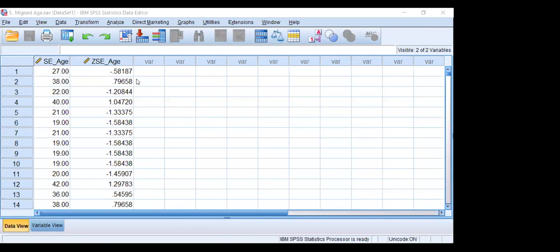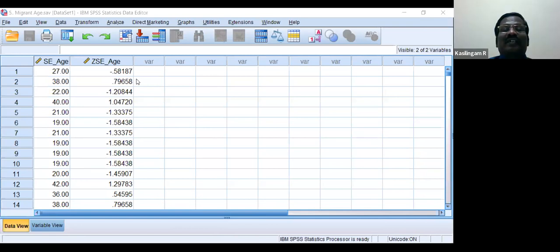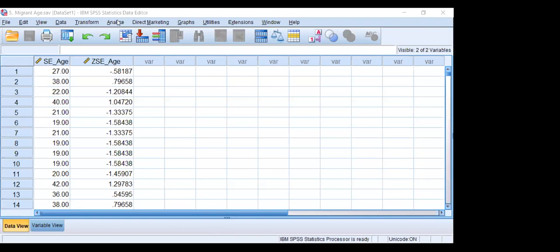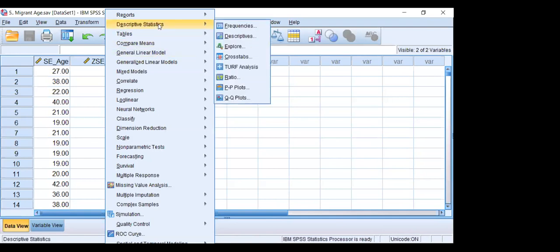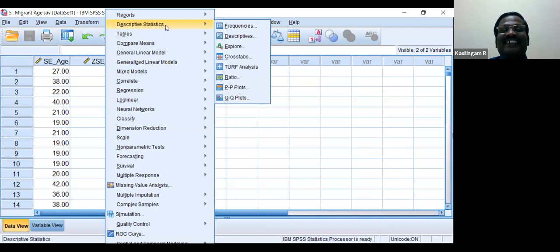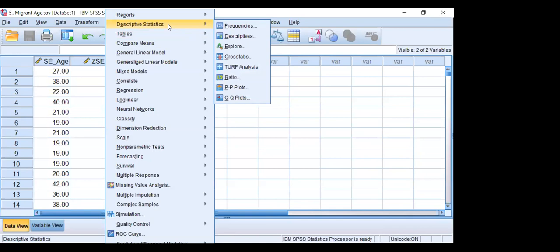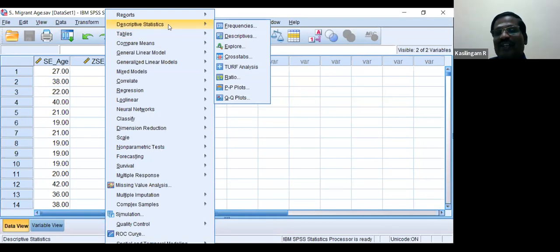Now you have to tell me what I have to do. How to find out the distribution and other things. Where do I have to go? Analyze. Analyze, descriptive statistics. Yes. Next to frequency. Frequency I can also go to, yesterday we went for something else.